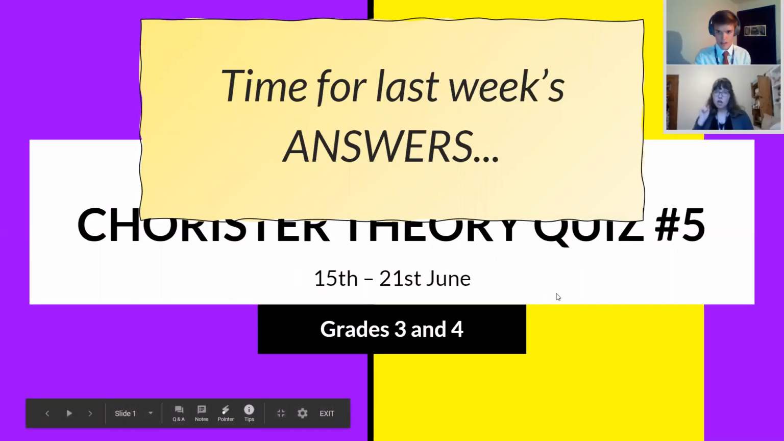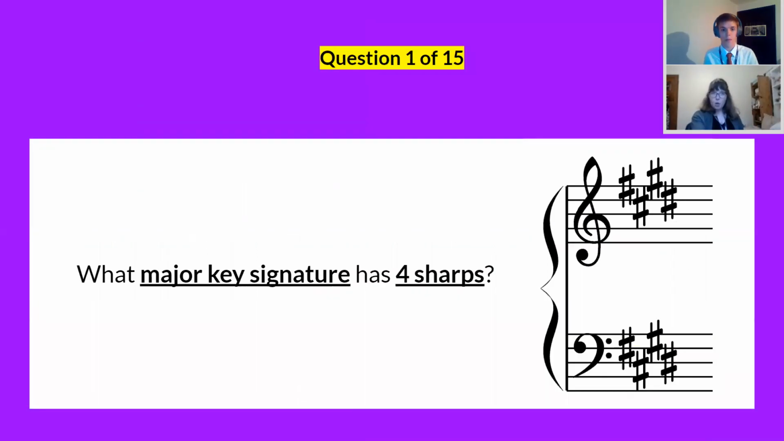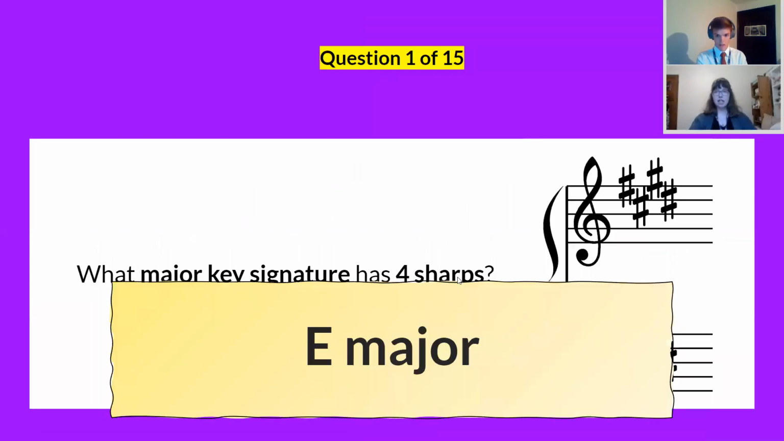So time for question number 1. What major key signature has 4 sharps? It is E major. So we can either just know that or look at the last sharp and go up 1 semitone. So our last sharp is a D sharp, go up, we get to E. That's E major.